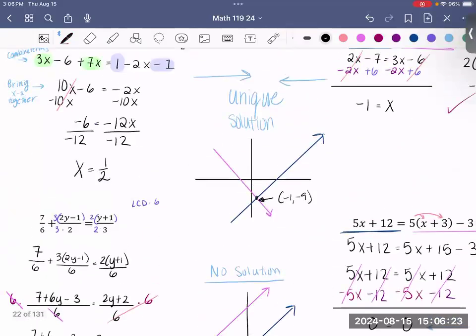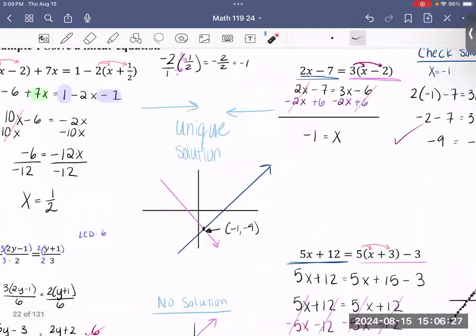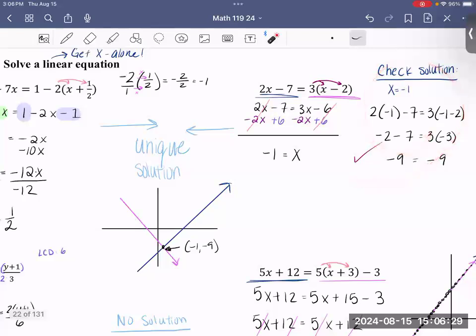Now that would be considered a unique solution again, and we could figure out your y counterpart just by checking your solution, putting it back in, and seeing what your y value is, and at the same time, figuring out, is the solution actually true?